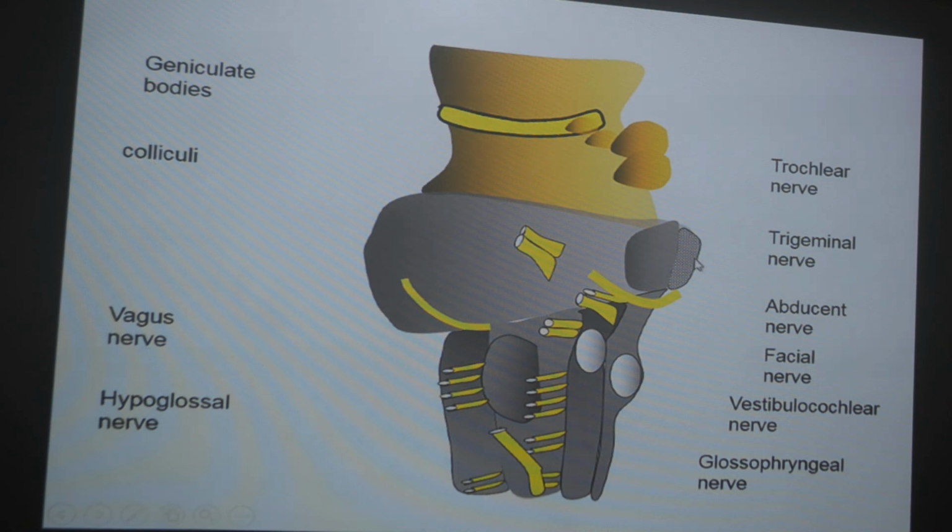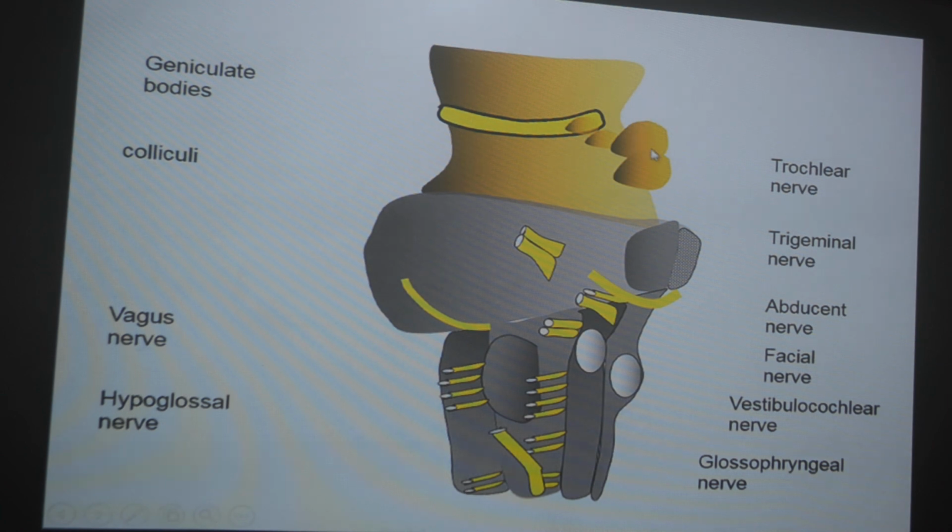You can see the middle cerebellar peduncles going and getting attached to the cerebellum. Then you can see these bodies which connect the posterior aspect of the midbrain to the thalamus. There are two types: the medial geniculate body and the lateral geniculate body, both attached to the thalamus. The medial geniculate body is responsible for hearing, and the lateral geniculate body for vision.